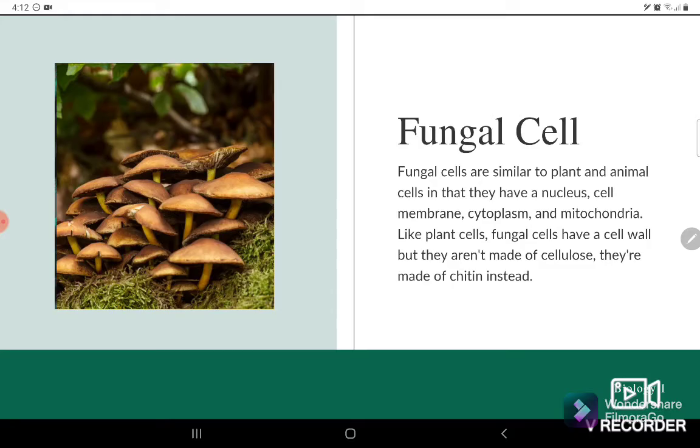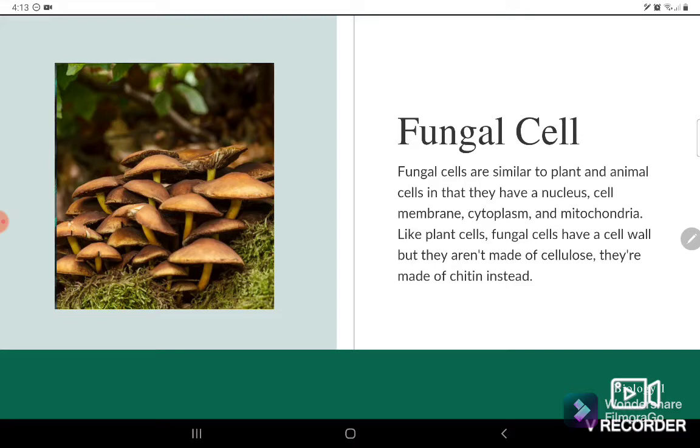Now, like plants, fungal cells have a cell wall, but it is not made of cellulose. Instead, it is made up of chitin. So, plant cells have a cell wall made up of cellulose, while fungal cells have cell walls made up of chitin, another complex substance that makes up the cell wall of the fungal cell.